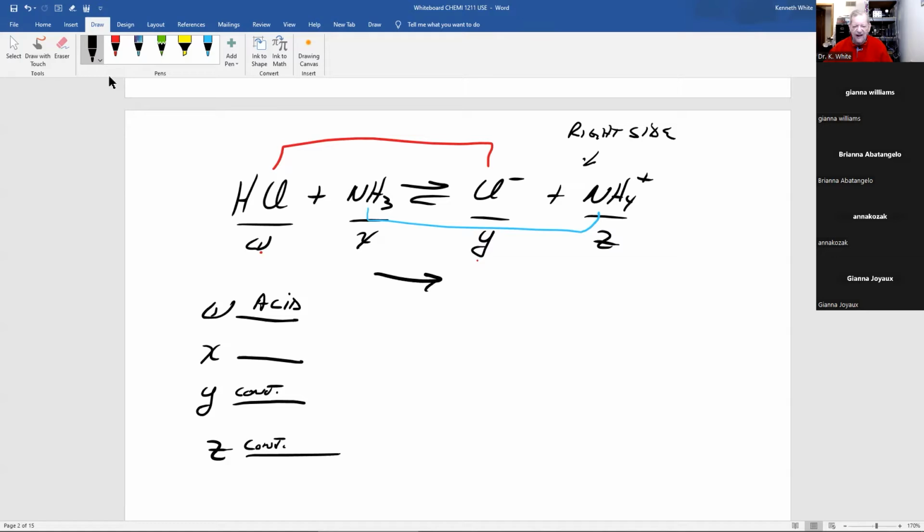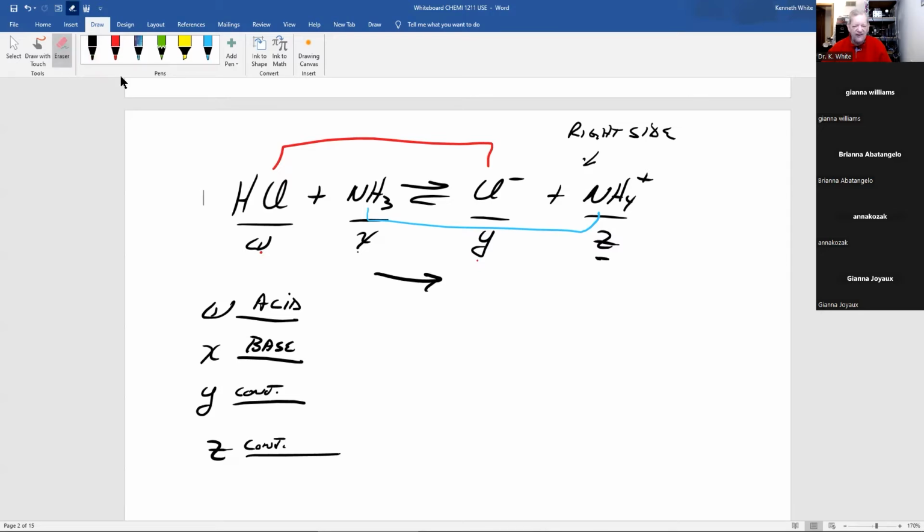And we're looking at the reaction going this way. Now, if we look at X, when it goes to its conjugate Z, does it accept a proton or donate? Count hydrogens: it goes from 3 to 4. And that means it accepted a proton. What is a proton acceptor? A base.